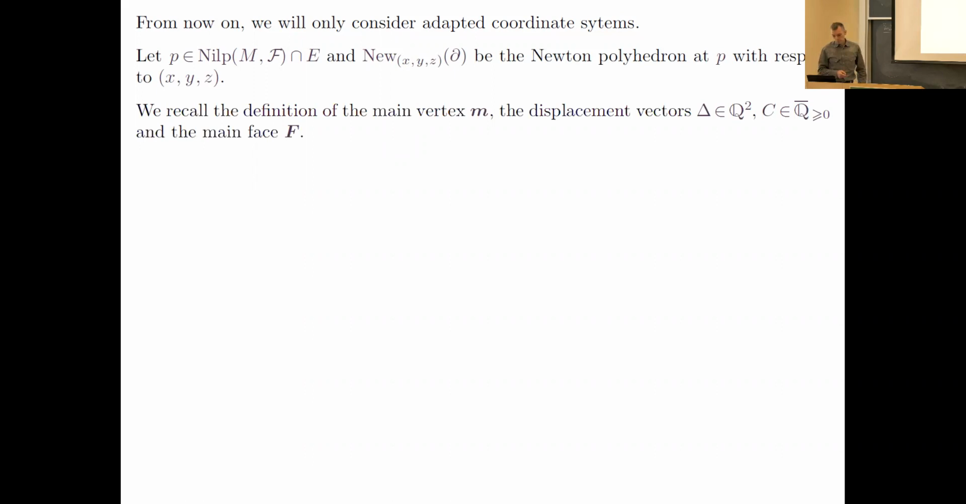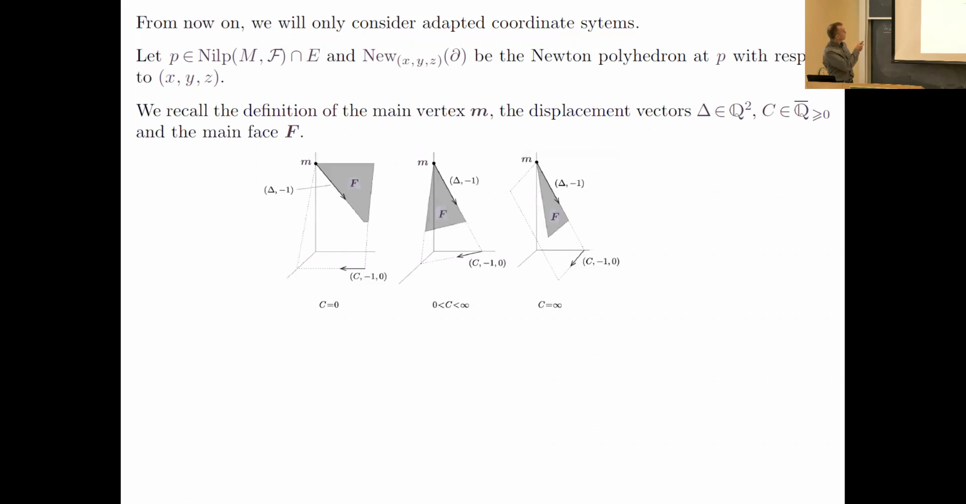Now I recall that you have these adapted coordinate systems, and you have the main phase, which is f, and then you have this number delta and c, which together with m define the affine hyperplane which supports the main phase. So there are these three configurations here, and the affine plane which supports the main phase is given by f plus some convex combination of delta minus 1, c minus 1, 0.